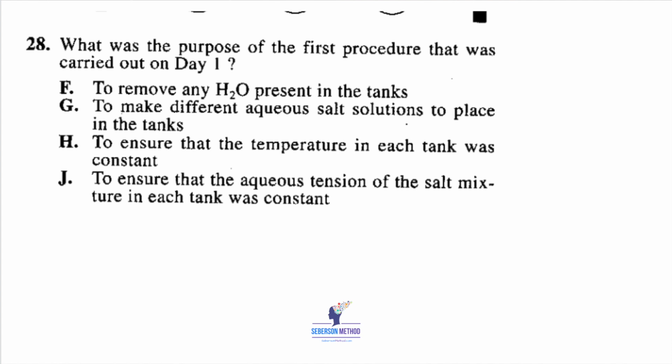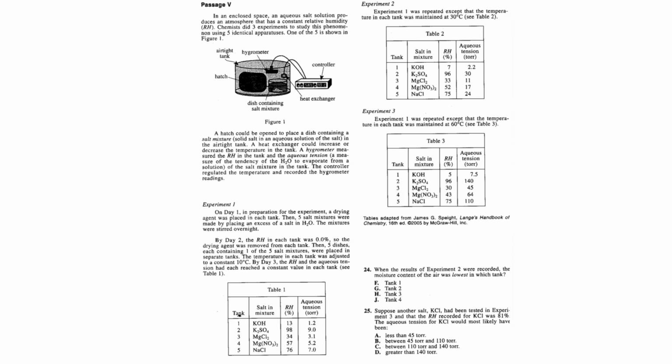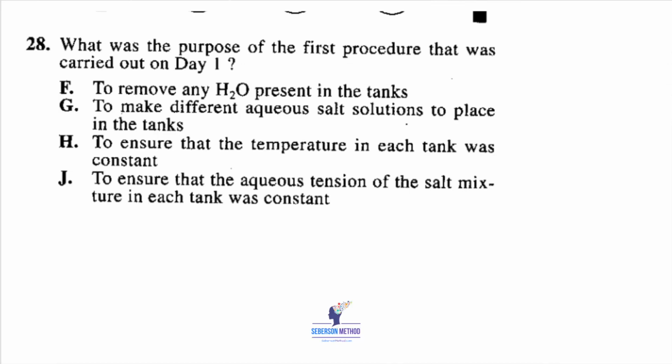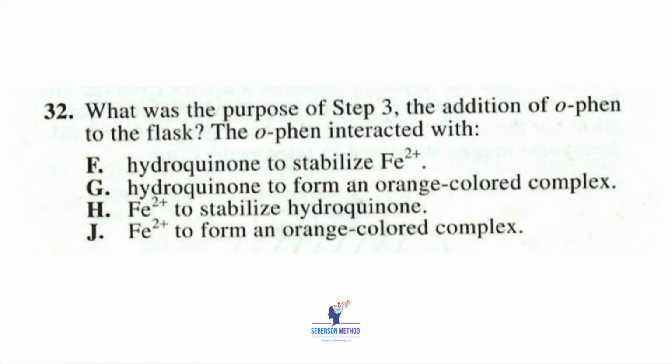So let's take a look at 70G. So we go and look at day 1. Experiment 1, and what does it say? On day 1, in preparation for the experiment, a drying agent was placed in each tank. Well, say no more. What was the purpose? It is to remove any H2O present in the tanks. Do you see that ACT kind of has a theme? If one of the answers is to remove the H2O, chances are you're right. Let's take a look at a couple more examples.